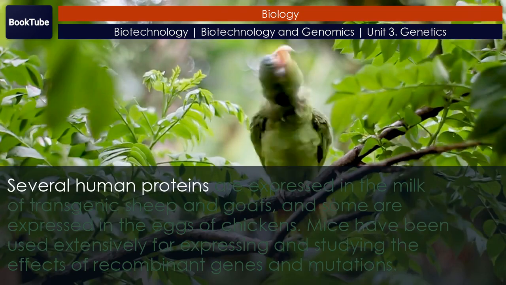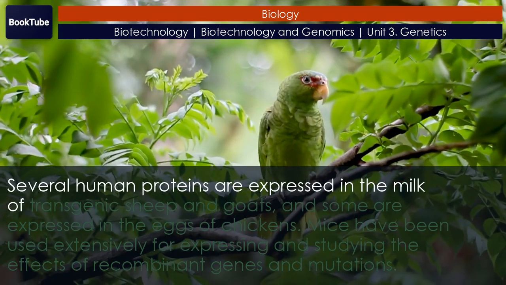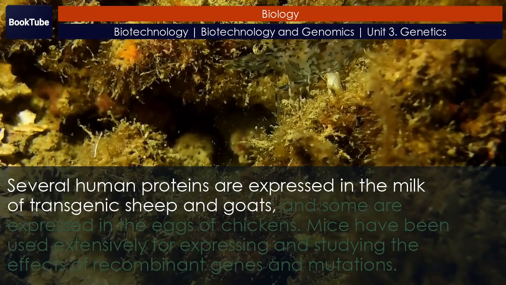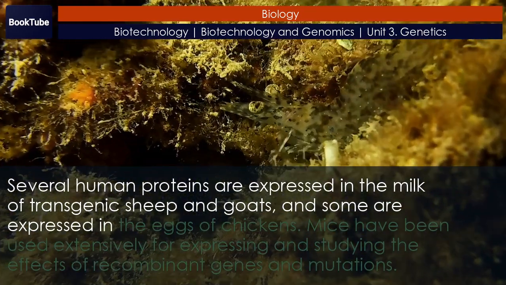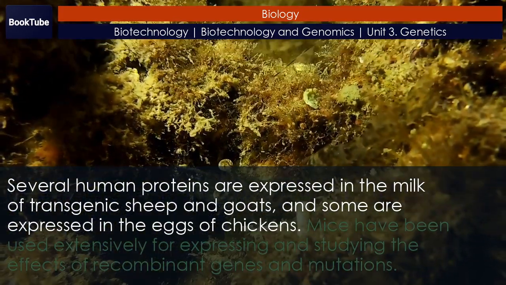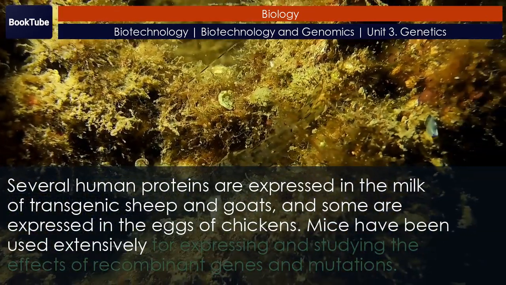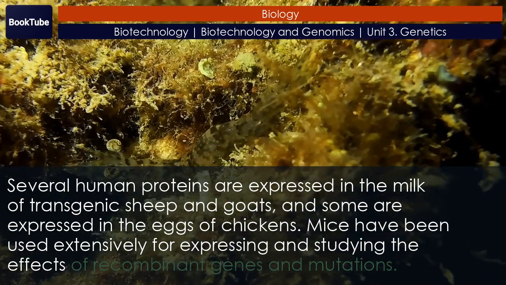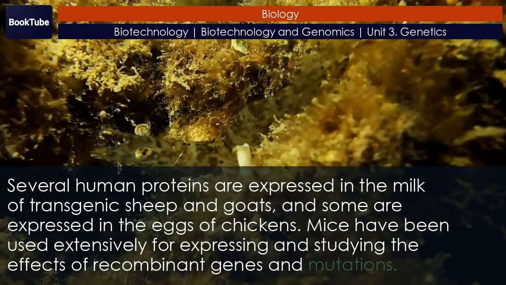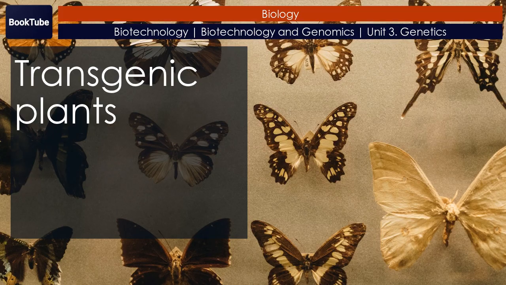Several human proteins are expressed in the milk of transgenic sheep and goats, and some are expressed in the eggs of chickens. Mice have been used extensively for expressing and studying the effects of recombinant genes and mutations. Transgenic plants.